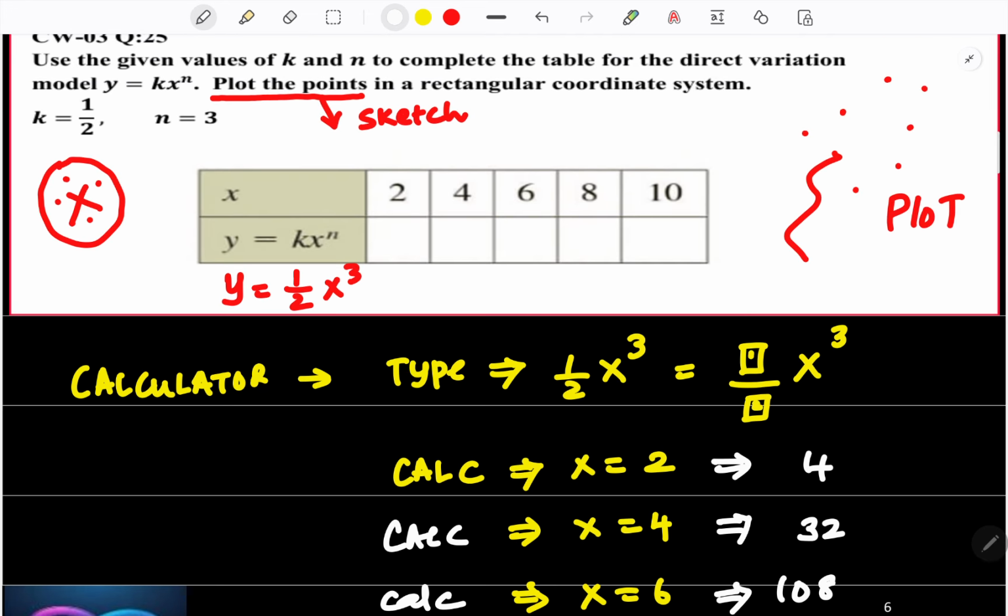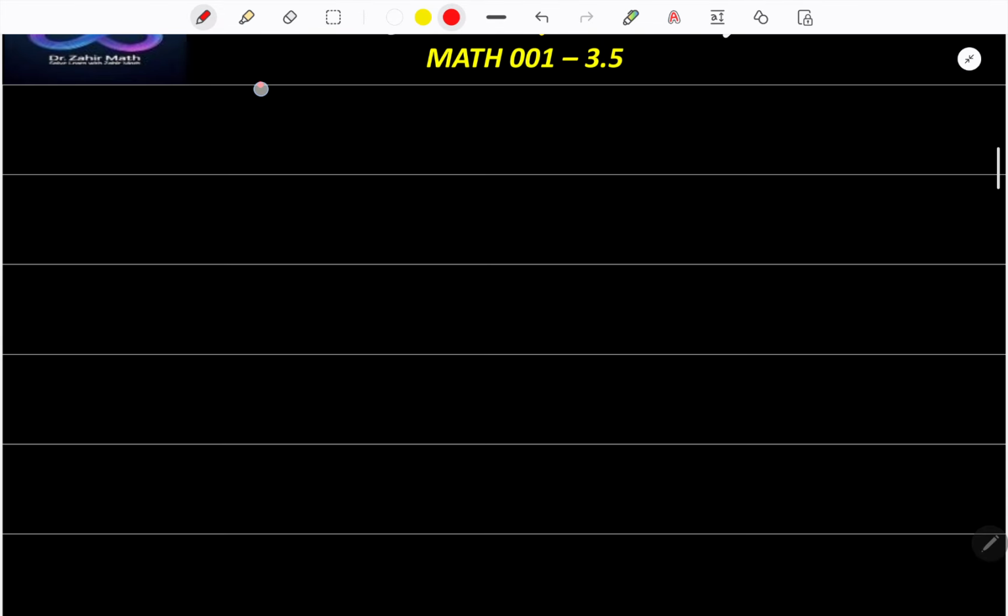Teacher, I need to write the values here? No need. Directly you can write inside the table, which is 4, 32, 108, 256 and 500. Okay. Now what we are going to do? We are going to do a sketch.